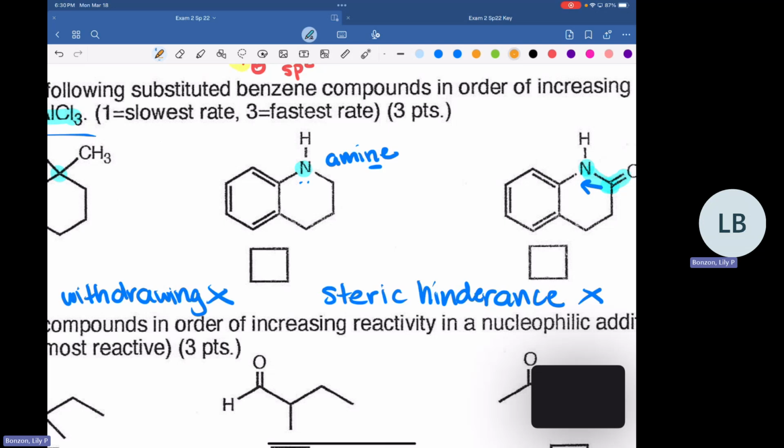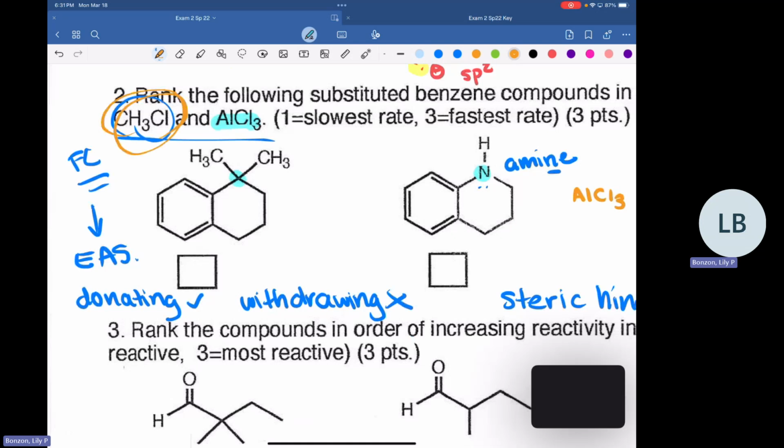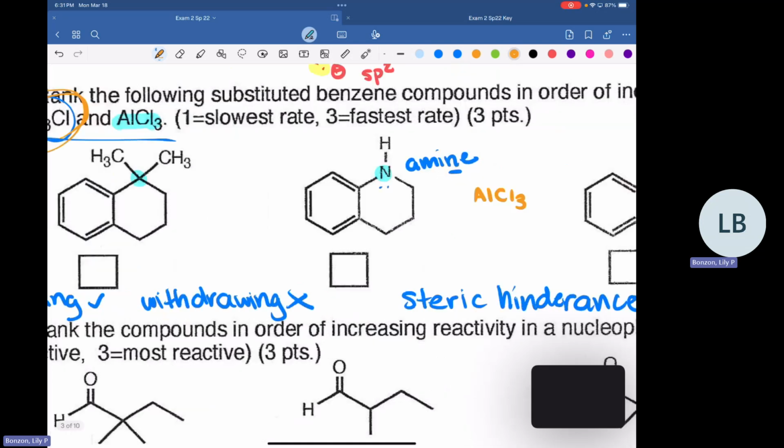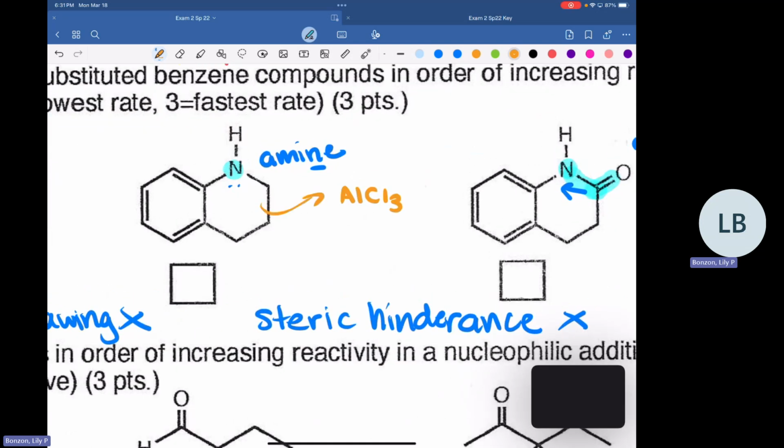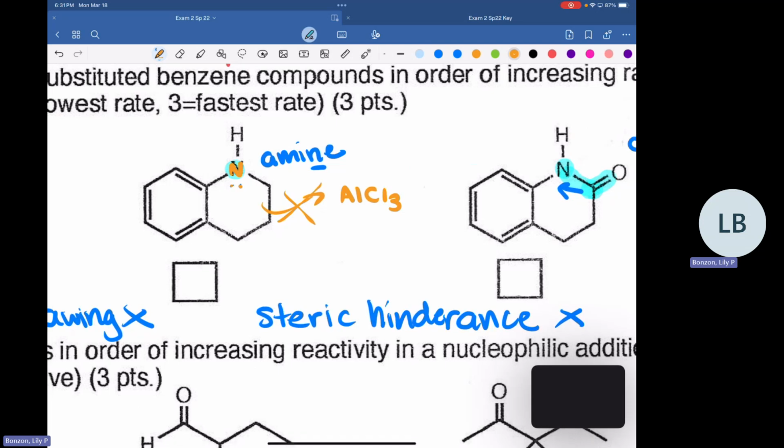because the amine is super basic, and instead of attacking normally the molecule that you want it to react with, it's going to attack the catalyst instead, and you won't get hardly any of the reaction that you actually want. So anytime you see an amine, just nitrogen by itself with Friedel-Crafts, it's going to ruin your reaction. So this one's going to give us the lowest rate.